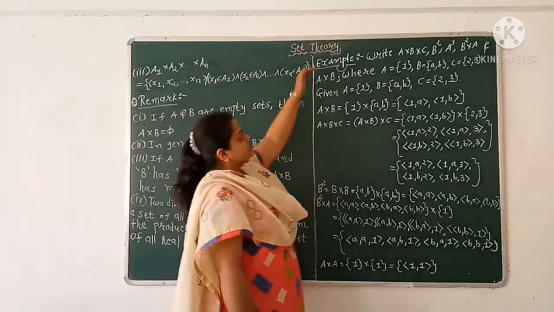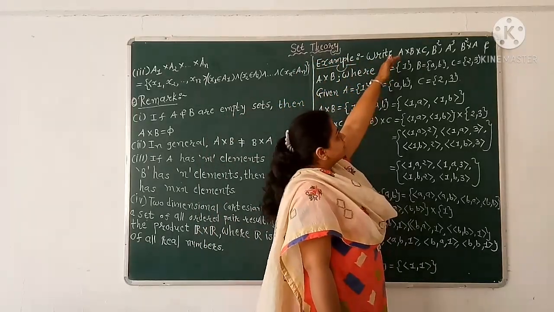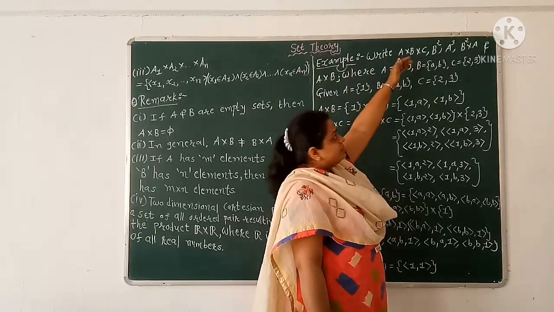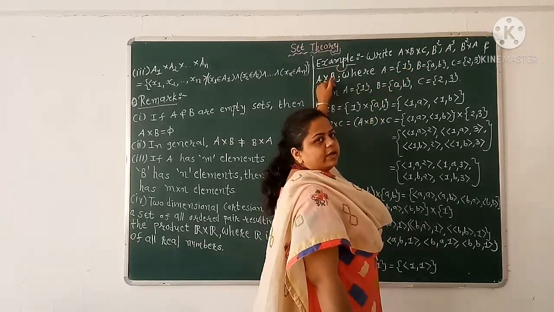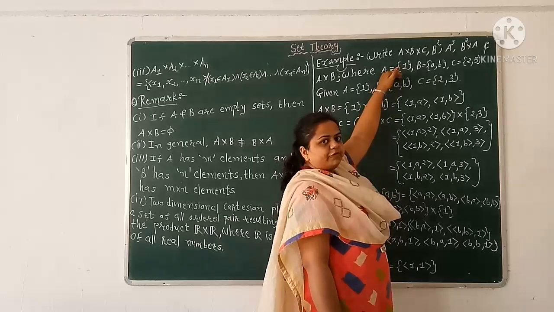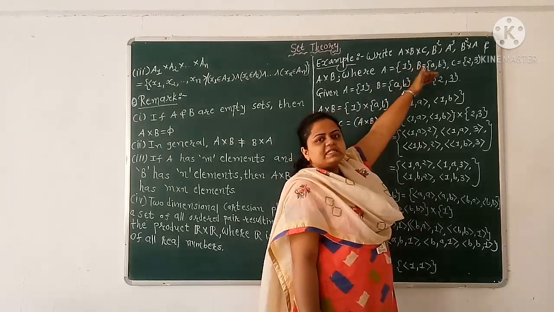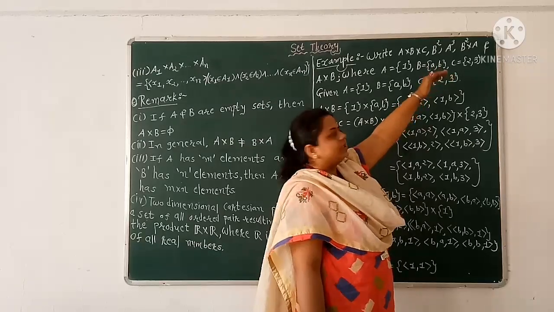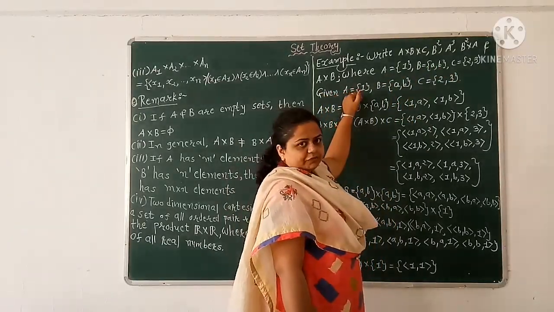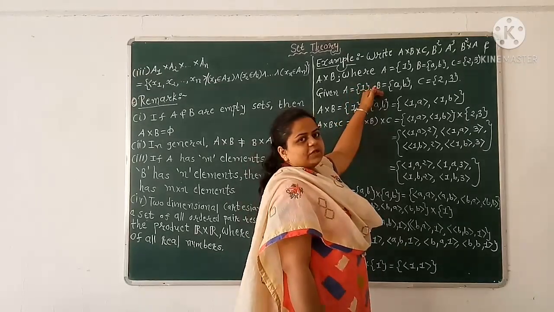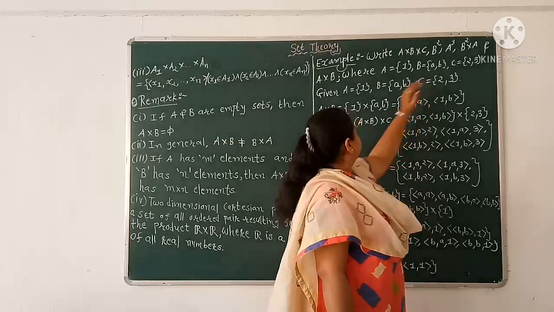Let us consider an example. Write A cross B, A cross B cross C, B square, A cube, B square cross A, and A cross A, where A is equal to the set {1}, B is equal to the set {a, b}, and C is equal to the set {2, 3}. Here we have given A equal to {1}, B equal to {a, b}, and C equal to {2, 3}.